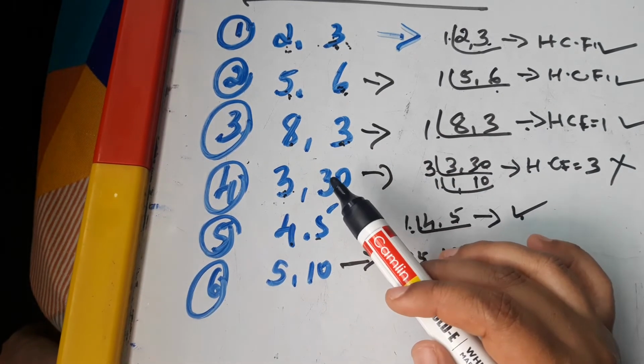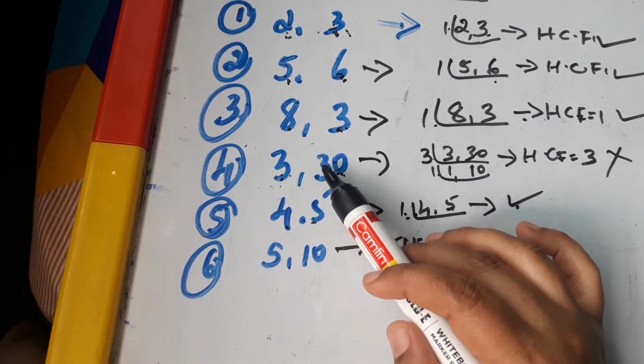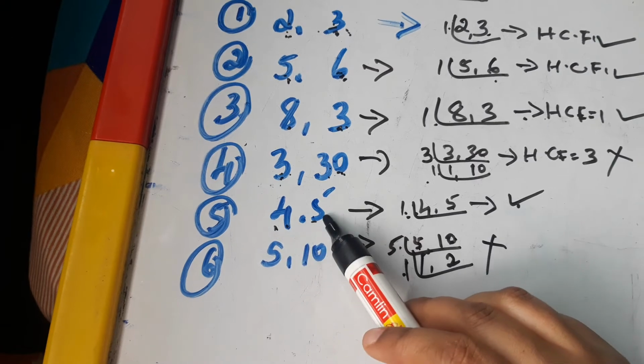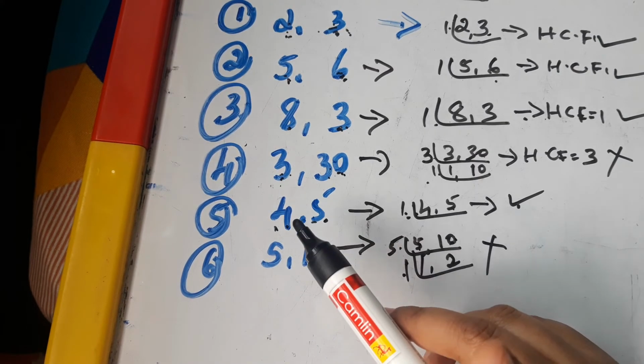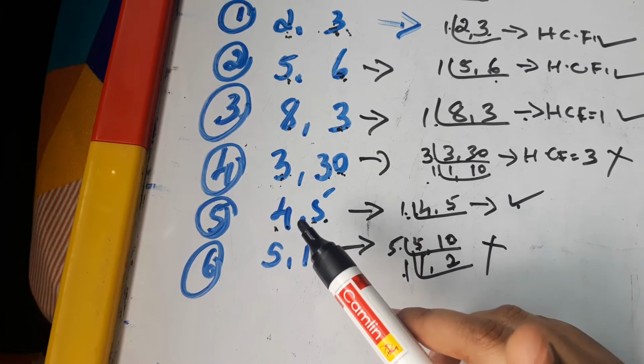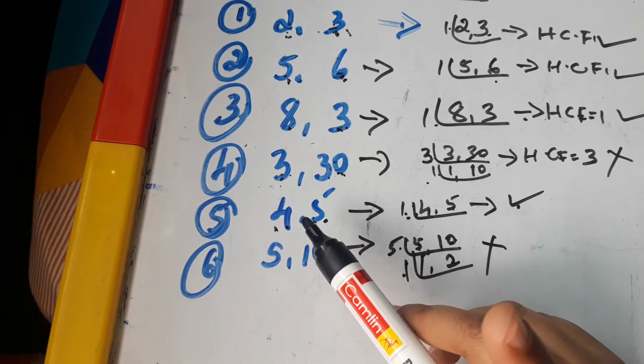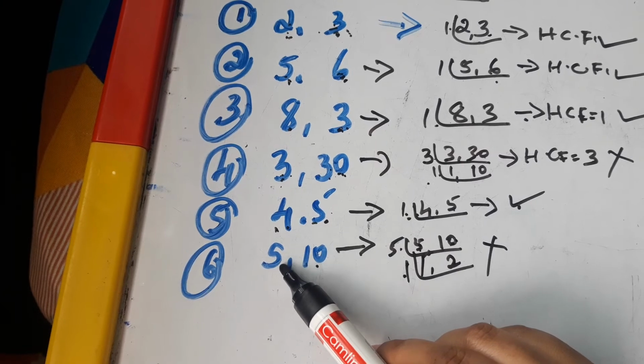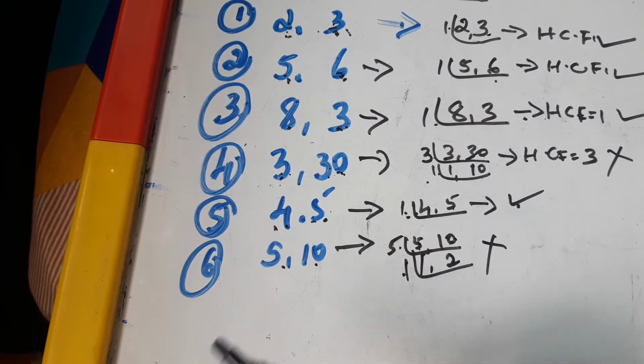3 and 30 is not coprime because it will divide with 3 ones are tables and again with 1. So this is not coprime. 4 and 5 is coprime because it will divide with 1 ones are tables only. HCF is 1, common factor is 1. 5 and 10 is not coprime because it will divide with 5 ones are tables and 1 is a common factor.